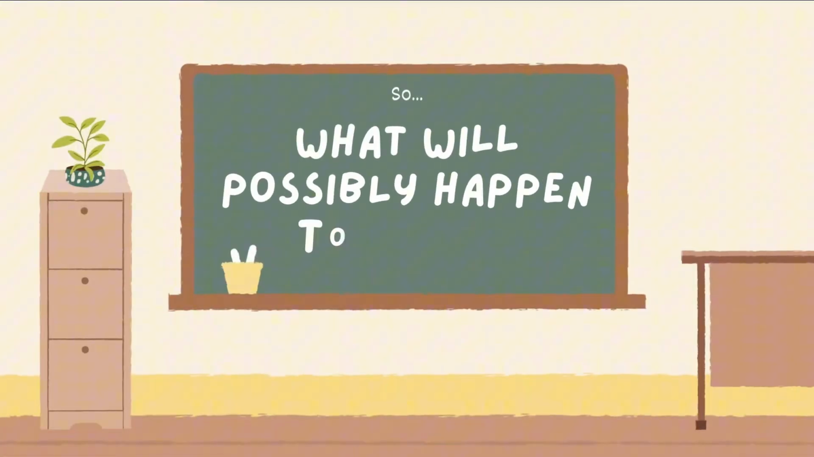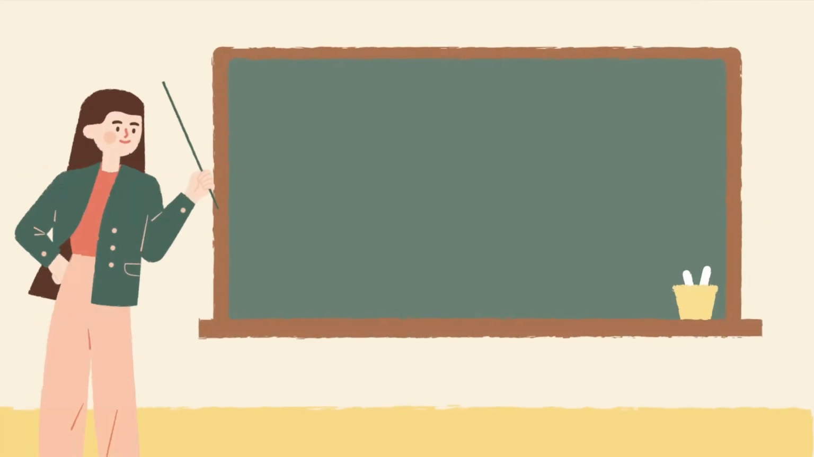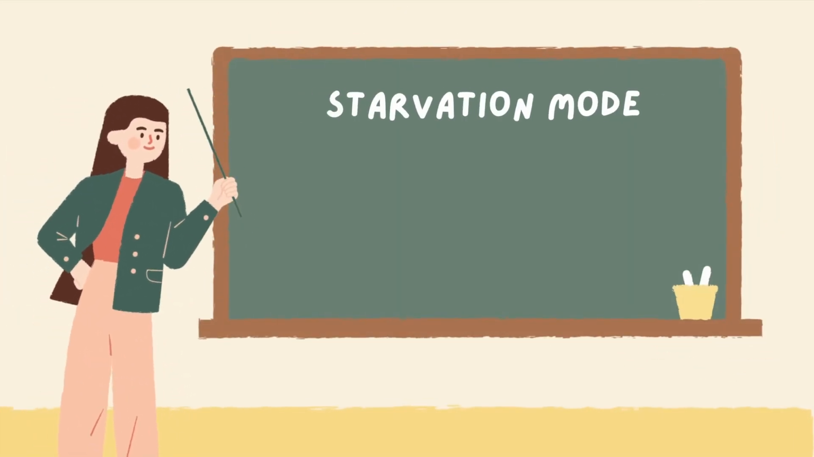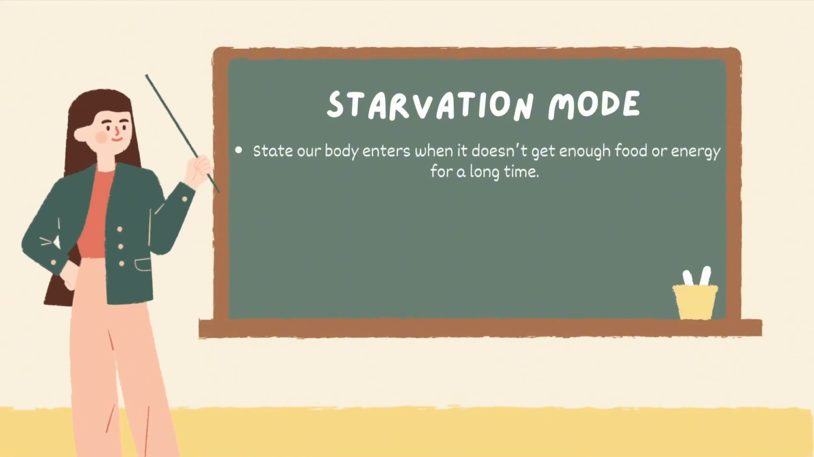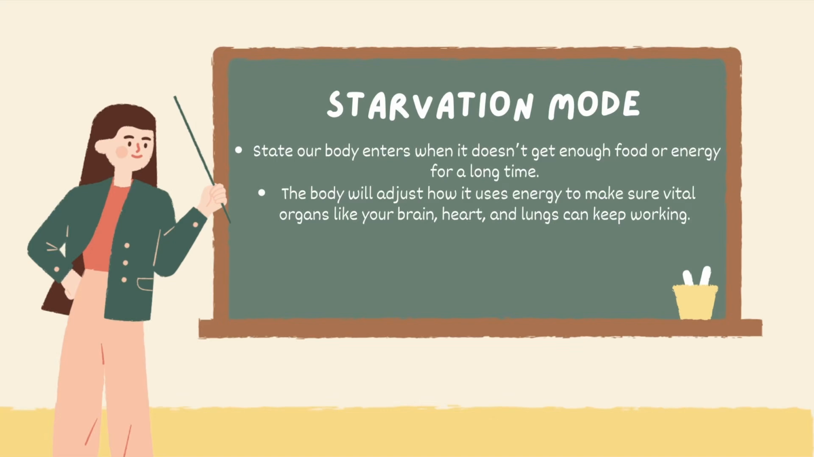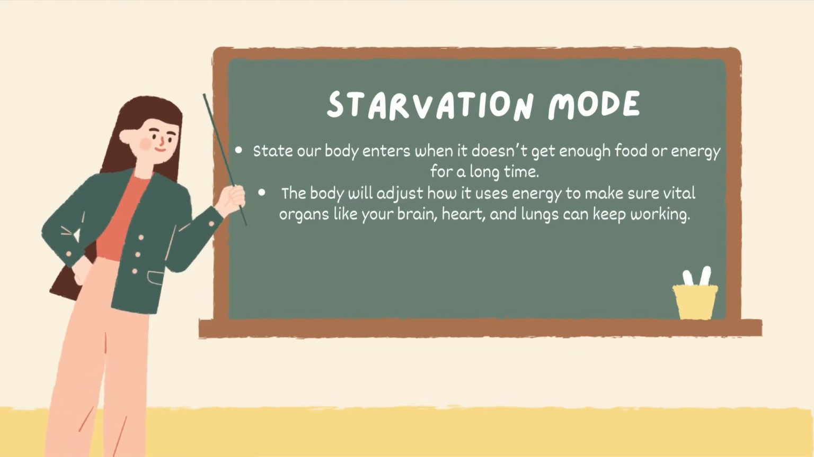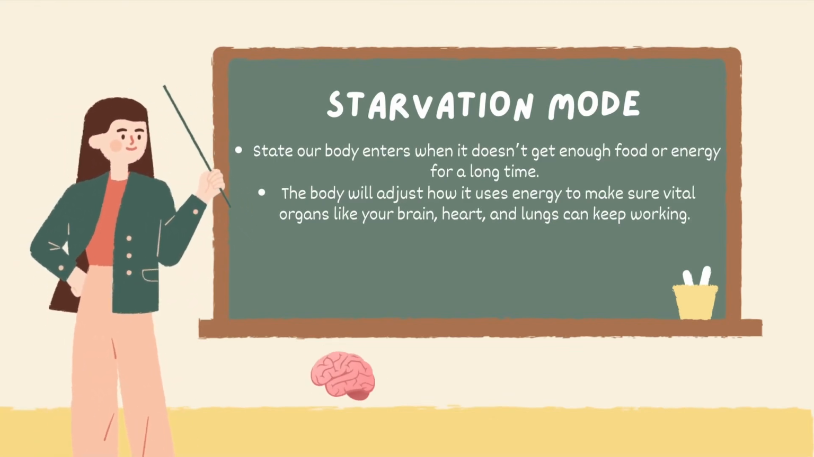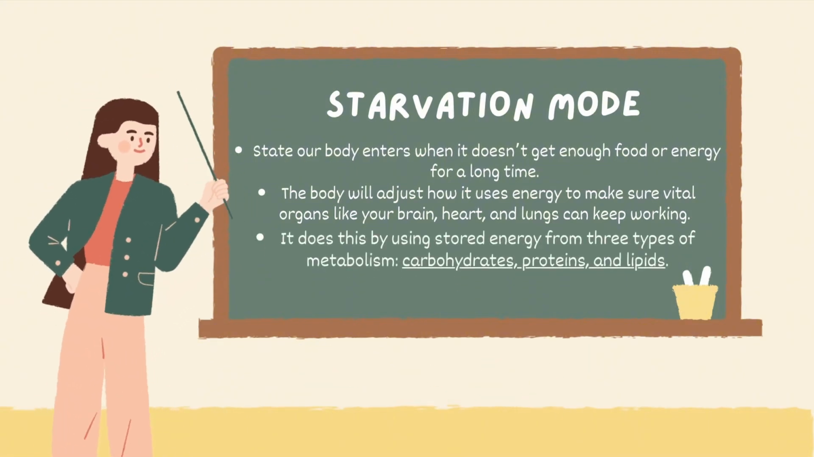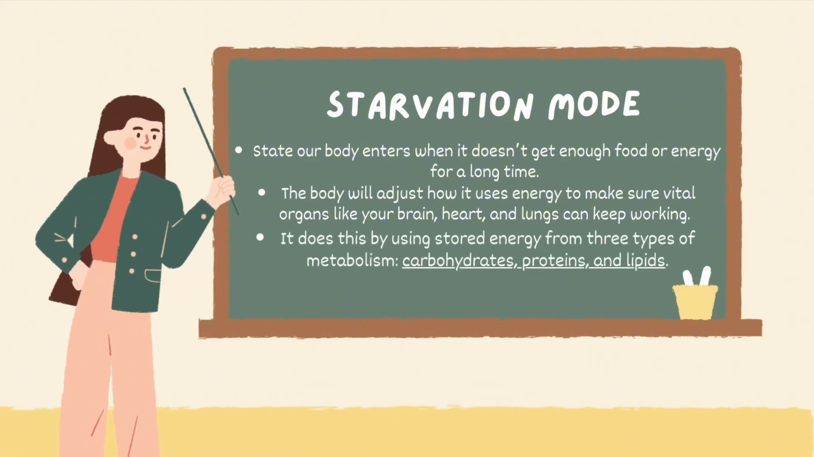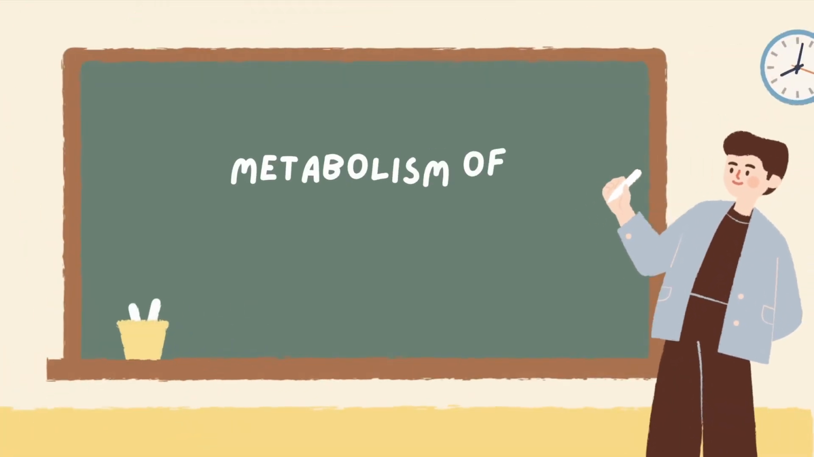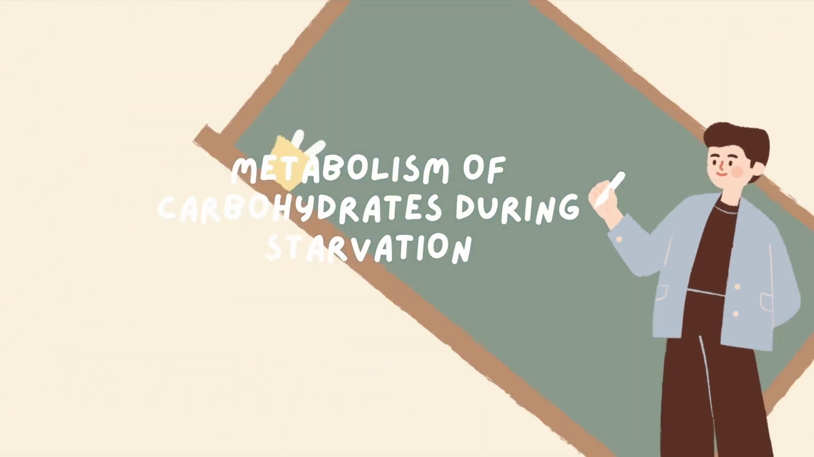So, what will possibly happen to them? Don't worry, our body has an amazing survival mechanism called starvation mode. Starvation mode is the state your body enters when it doesn't get enough food or energy for a long time. During this time, your body adjusts how it uses energy to make sure vital organs like your brain, heart and lungs can keep working. It does this by using stored energy from 3 types of metabolism, which are carbohydrates, proteins and lipids. The first one is metabolism of carbohydrates during starvation.